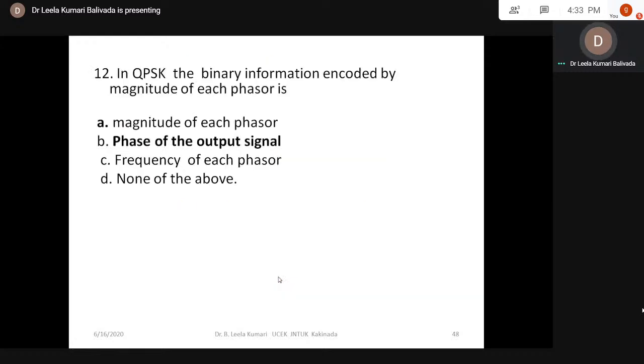In QPSK, the binary information is encoded by: magnitude of each phasor, phase of each phasor, frequency of each phasor, or none of the above. So in QPSK, the binary information is encoded by the phase of the output signal, because the magnitude of each phasor is the same. Hence, in QPSK, the binary information is encoded by the phase of the output signal.